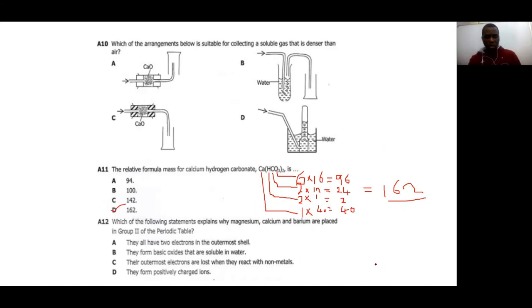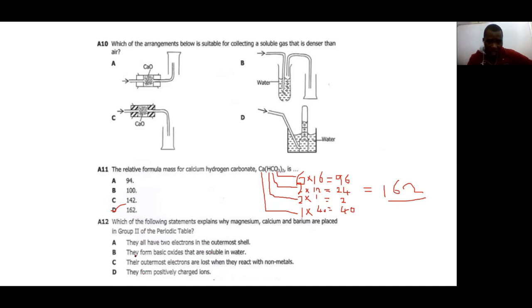Okay, now let's check out. So group two elements, they all have two electrons in the outermost shell, which is true. They form basic oxides that are soluble in water. We can put that one on question mark. Their outermost electrons are lost when they react with nonmetals.